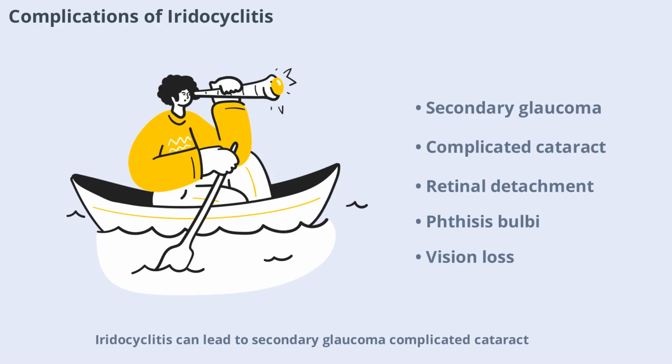Iridocyclitis can lead to secondary glaucoma, complicated cataract, retinal complications like cystoid macular edema and detachment, and phthisis bulbi. Secondary glaucoma arises from exudates blocking the chamber angle, ring synechiae, occlusio pupillae, and cyclitic membrane formation. Complicated cataracts develop rapidly if posterior synechiae is present. Retinal complications are prevented by prompt steroid use, and phthisis bulbi results in complete vision loss.